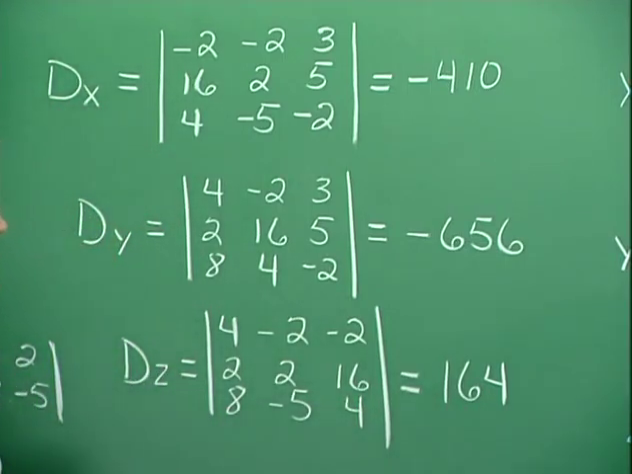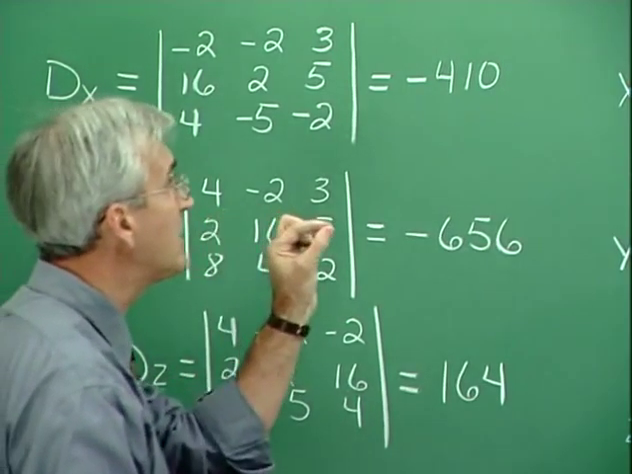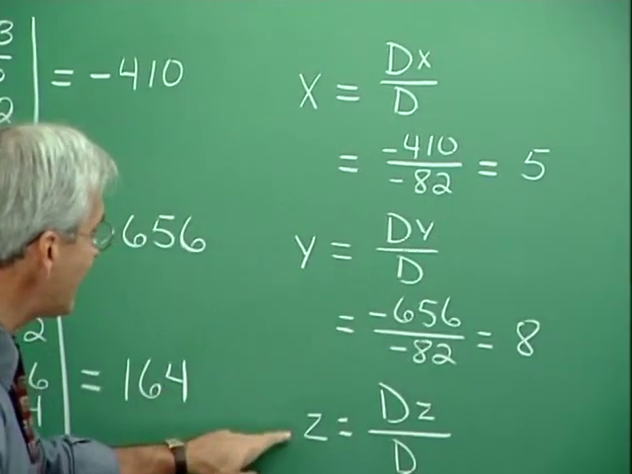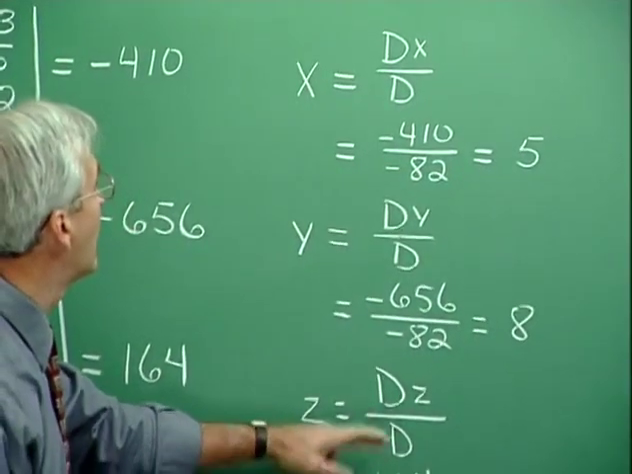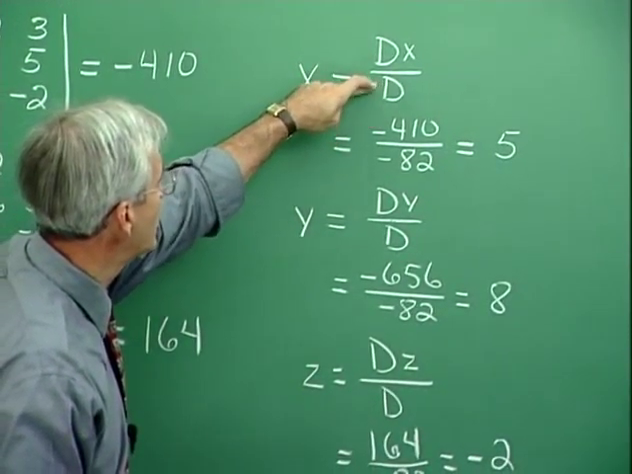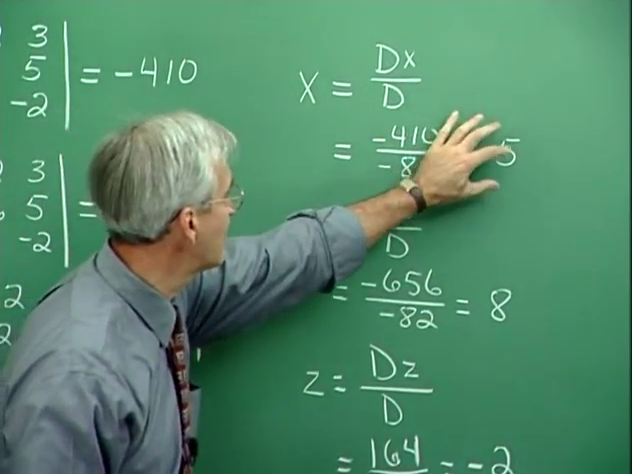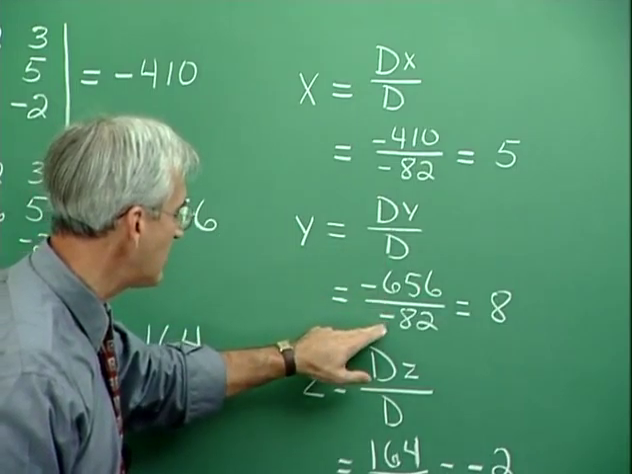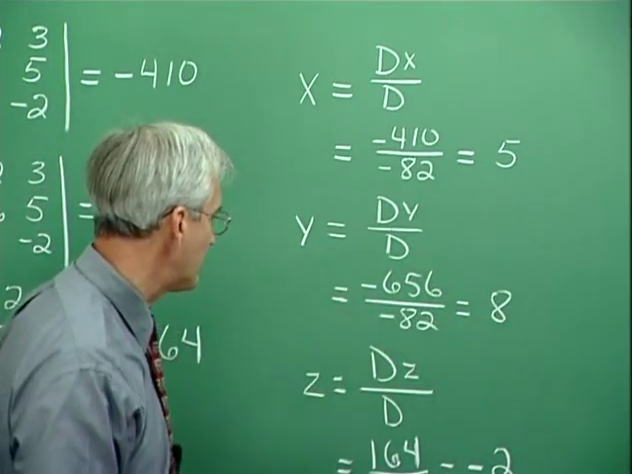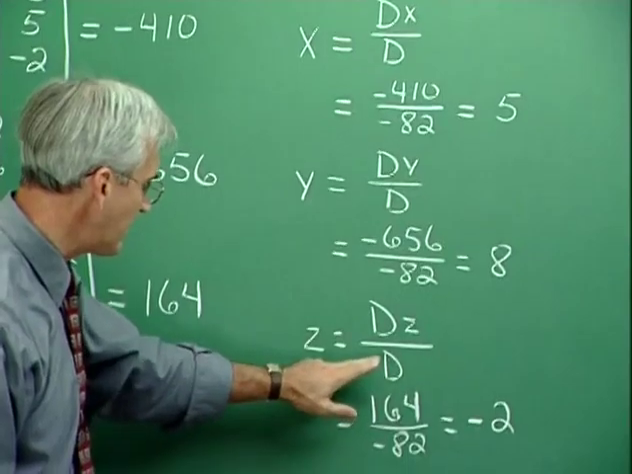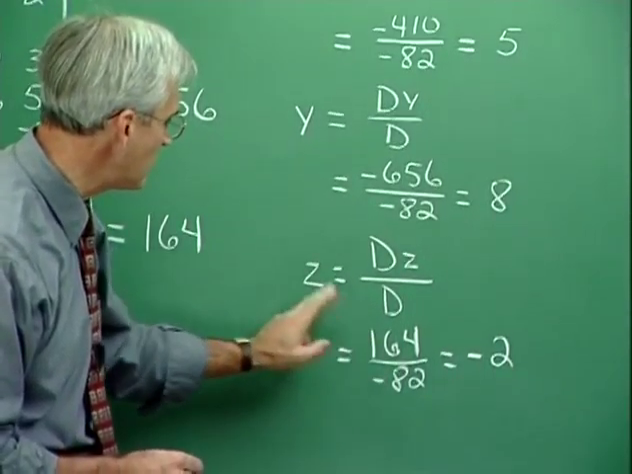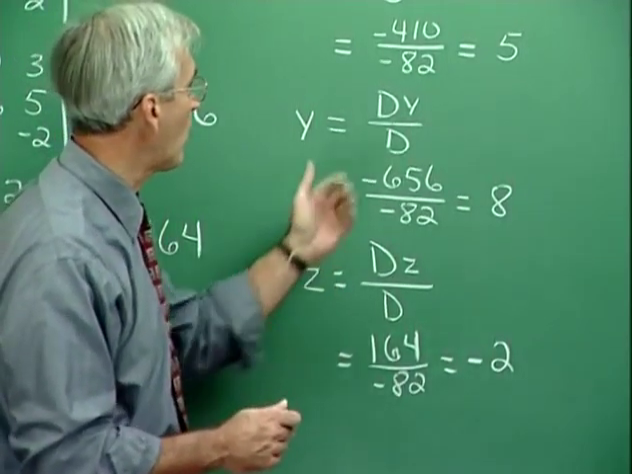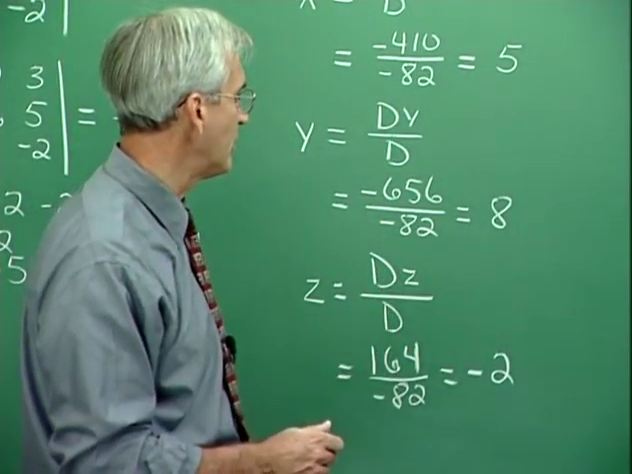By Cramer's rule, then, the value of x is d sub x over d, y is d sub y over d, z is d sub z over d. And the d sub x we found to be negative 410, d is negative 82. So x is 5. Then d sub y was negative 656, d is negative 82. The fraction becomes 8. D sub z is 164, d was negative 82, so z turns out to be negative 2. The ordered triplet that solves the system of equations is 5, 8, negative 2.